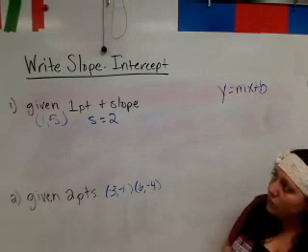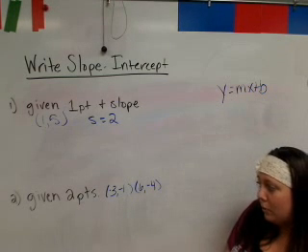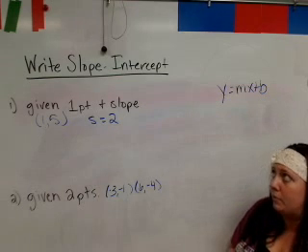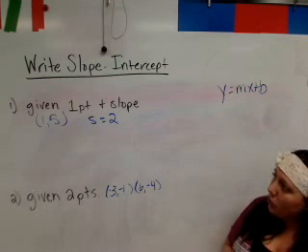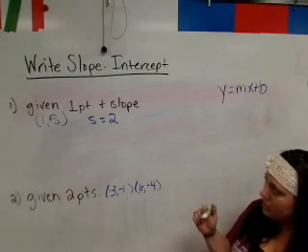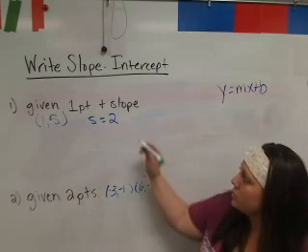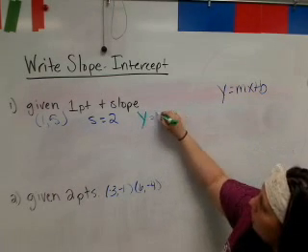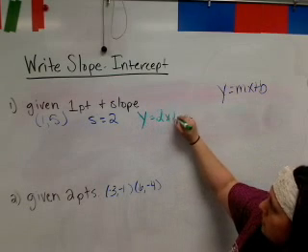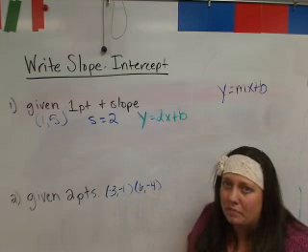Now, we can be given 1 point and a slope and then asked to do it, or you can be given 2 points and then asked to put it in slope-intercept form. The way we go about doing this is, the most important piece is your slope. So we know that y equals mx plus b, so we definitely know that y equals 2x plus b. But since we have a point, we don't know what our b is.